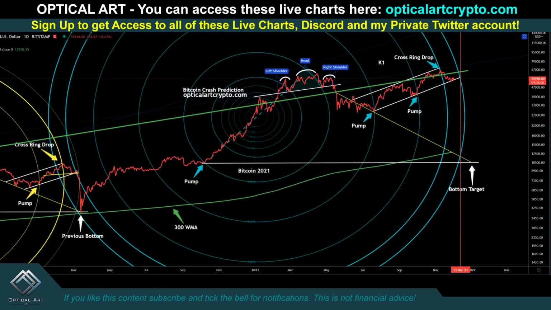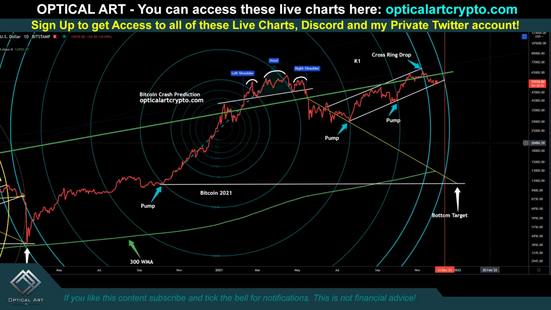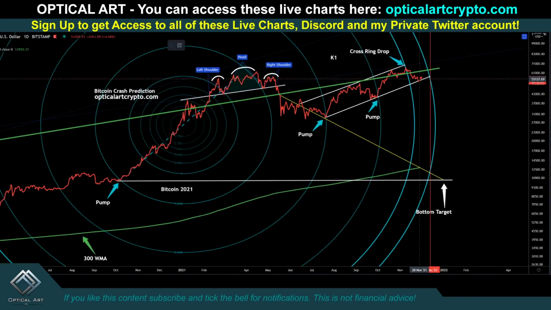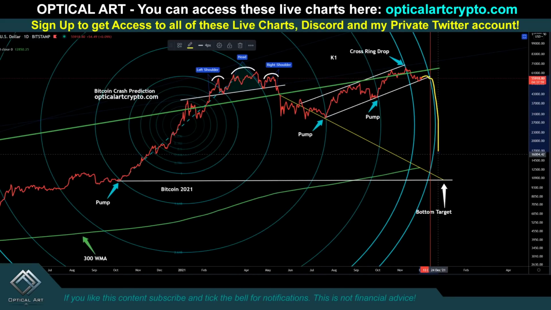The most realistic bullish case, in my opinion, is that we cross this ring and we come down and make contact with the 300 weekly average, and then push up from there. So my realistic bullish case, instead of 10,000, is going to be maybe 14,000-ish. This might go a little higher. So that's my realistic bullish case.